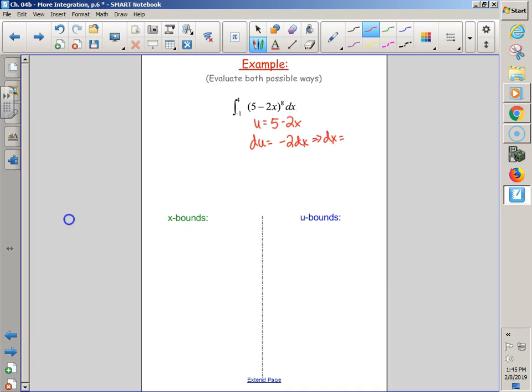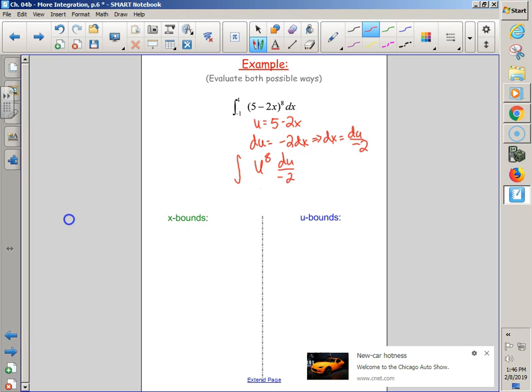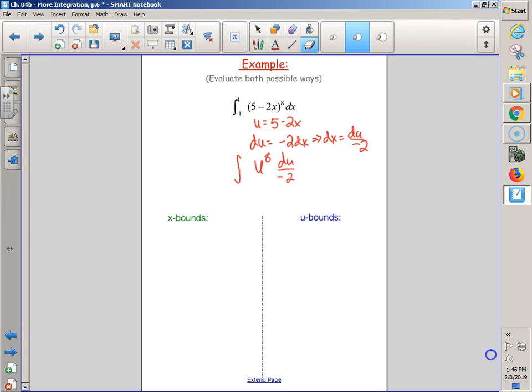And dx over -2. So I don't care, I'm just going. But now, when I go to plug in, just making sure everything works out, there's my u to the 8th, here's my du over -2. Now what? Coming back, now it's time.